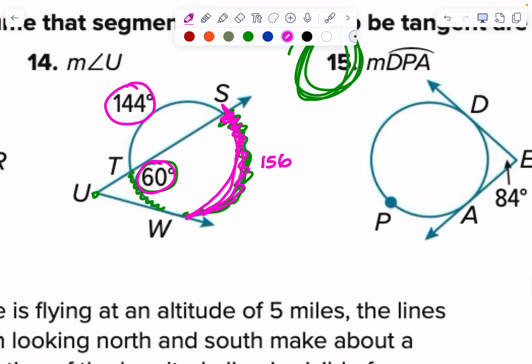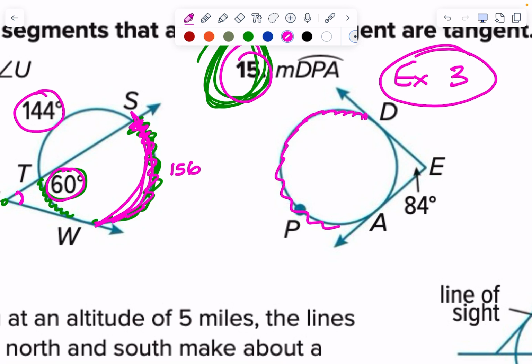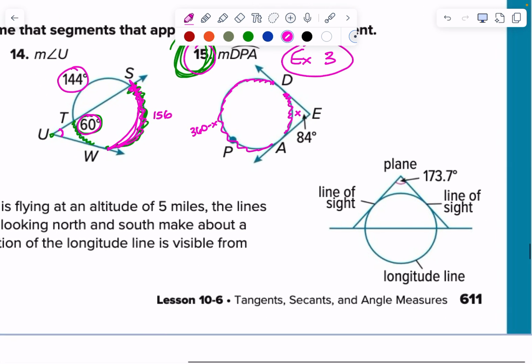And now can you subtract and divide by 2 to get him? Okay. So some of these you might have to, like 15 is going to be exactly like example 3. So take a look at example 3 to do number 15. That one's going to be tricky. You can label this guy as 360 minus x, and you can label this guy as just x if you want to, and then do the whole problem again. Okay?